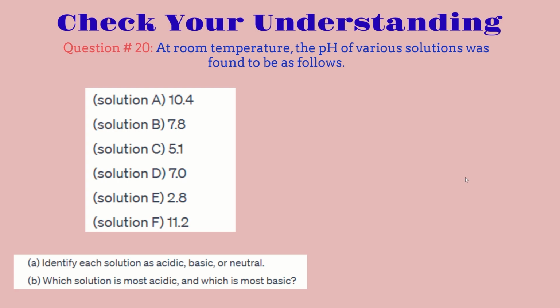And for our final question, question number 20, at room temperature, the pH of various solutions was found to be as follows. Solution A is 10.4, solution B is 7.8, solution C is 5.1, solution D is 7, solution E is 2.8, and solution F is 11.2. We need to identify each solution as either acidic, basic, or neutral, and then which solution is the most acidic and which one is the most basic.